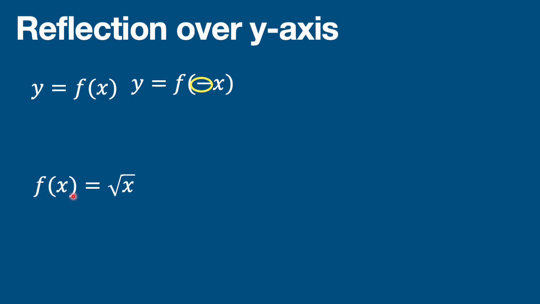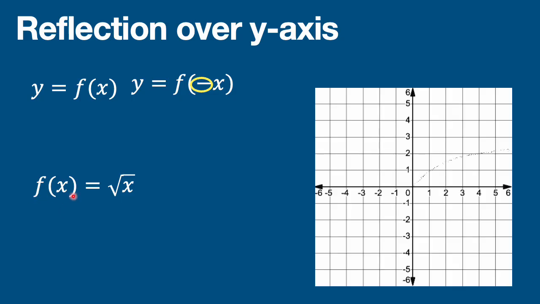f of x is the square root of x. I want to sketch this function. We want to reflect this function over the y-axis. See that? x changes sign to negative x. So you see negative x inside the square root. That's going to be a reflection over the y-axis. When you reflect over the y-axis, you change the sign of the x value.